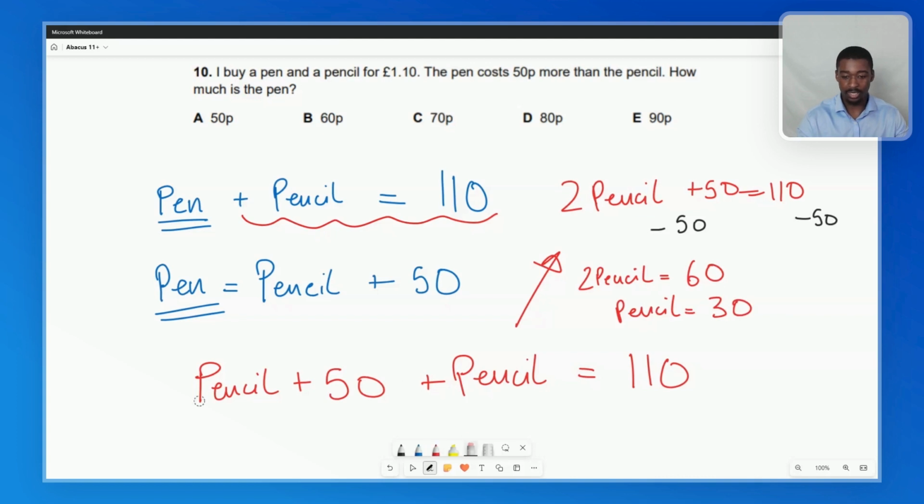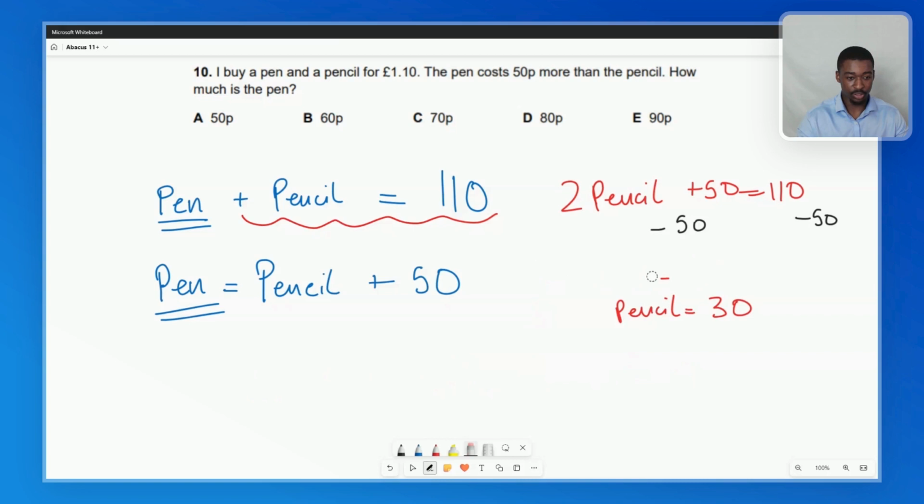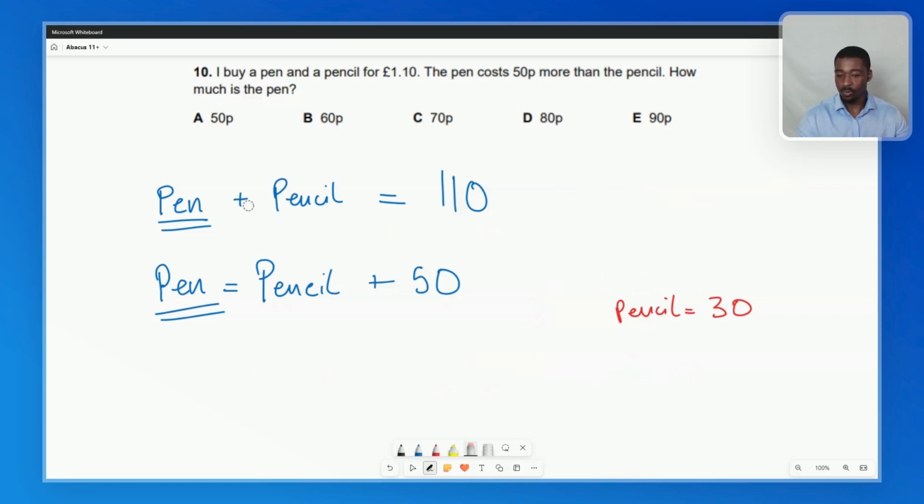Okay, let's clean up this board. We've got some really useful information there. Pencil is 30. This can help us because we know that the pen right here is pencil plus 50. So if pencil is 30, then pen is simply 30 plus 50. So pen has to be 80p, which is D.